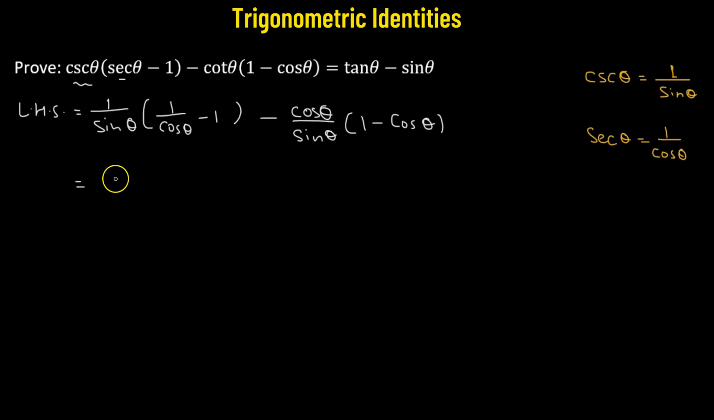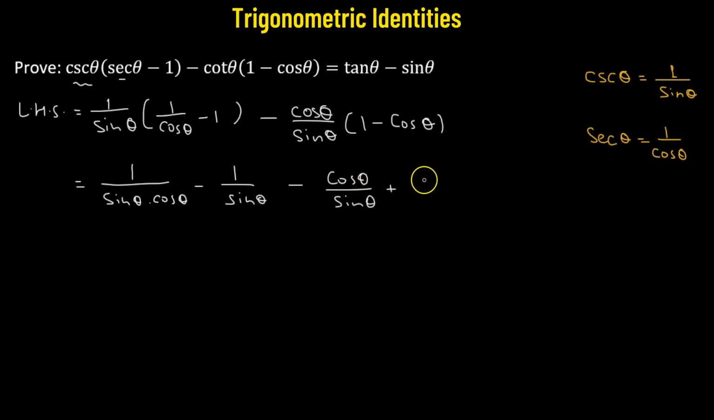So that will now be equal to, so we will multiply 1 over sine theta with 1 over cosine theta minus 1. So that gives us 1 over sine theta times cosine theta minus 1 over sine theta. Minus, so we have cosine theta over sine theta multiplied to 1. So we have cosine theta divided by sine theta plus cosine squared theta divided by sine theta.